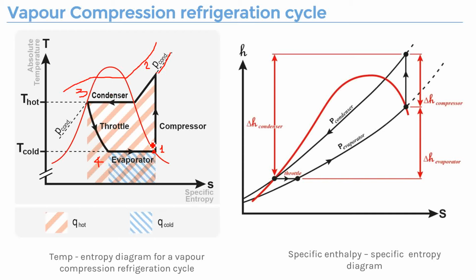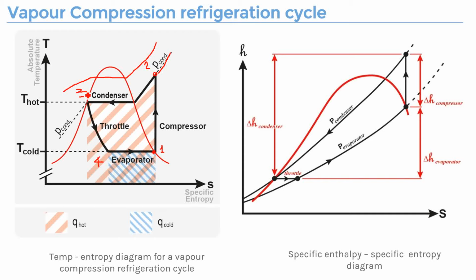So from point 1 to point 2, in the compressor, ideally it would be an isentropic process. So that's the green line that we just showed here. And in the TS diagram, it would be a vertical line. So you go vertically up and then meet where the pressure of the condenser state is. So you find point 2 and it goes to 3 and 4.